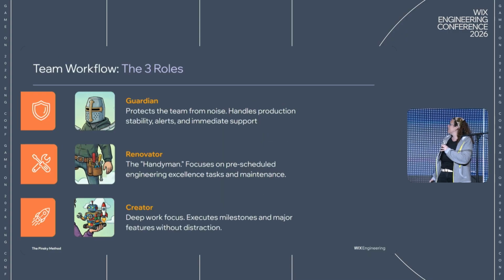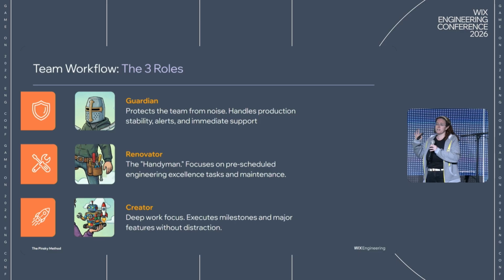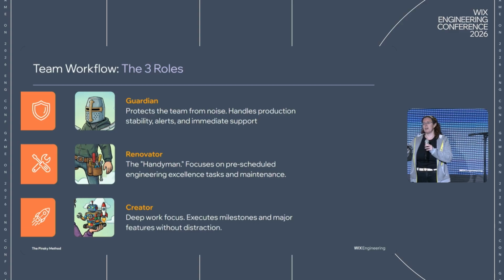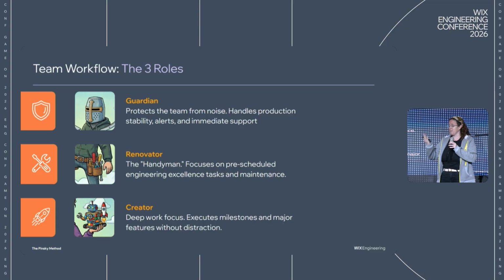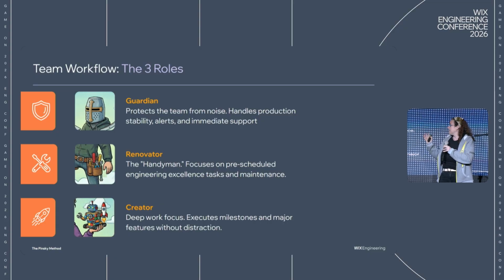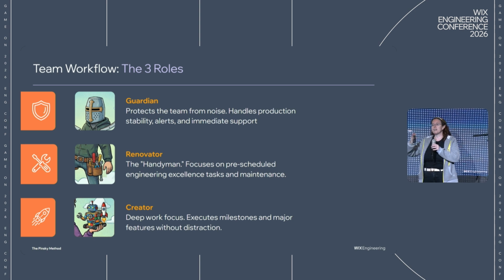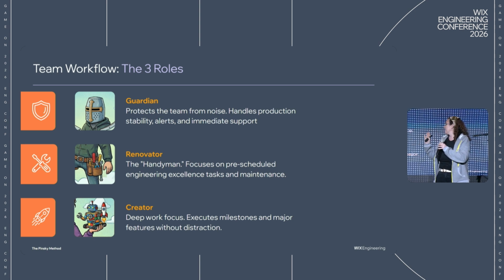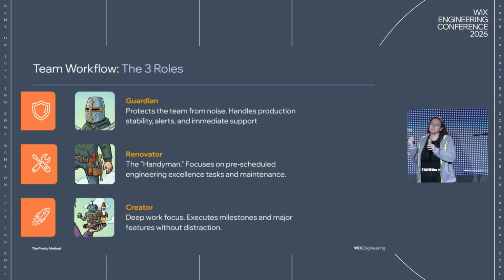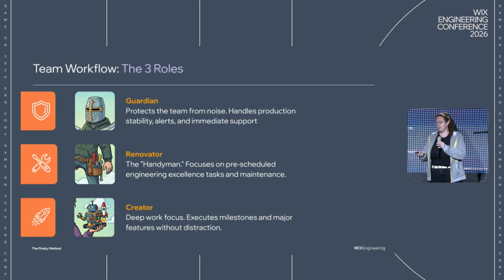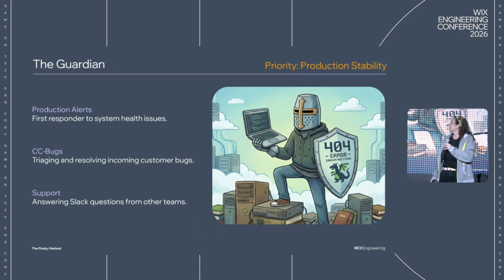So this method introduces in our team 3 different roles. The first role is the guardian. The guardian's responsibility is to protect the team from all this noise that we saw coming around. So he's supposed to take all this noise, especially from production, and handle it. The second one is the renovator. He's kind of a handyman. He fixes all kind of things. We'll see exactly what he does. And the third one is the creator, which is really where the deep work is, actually creating things. So let's start with the guardian.